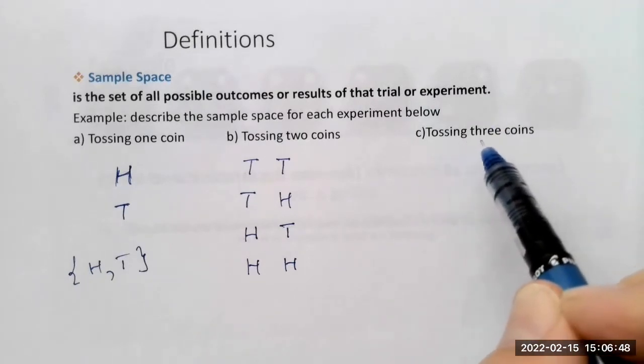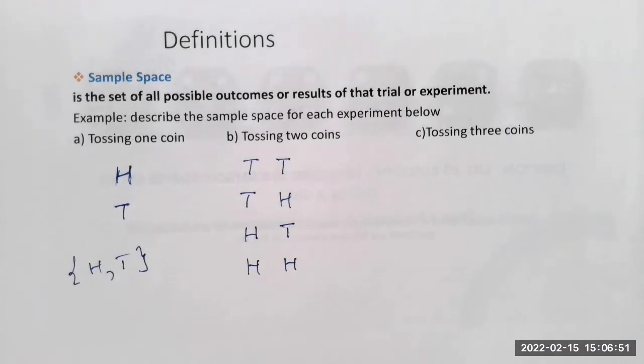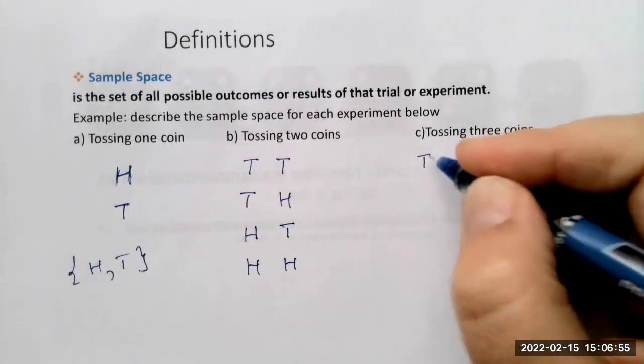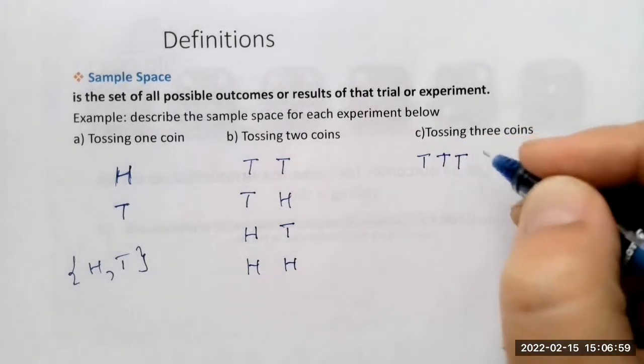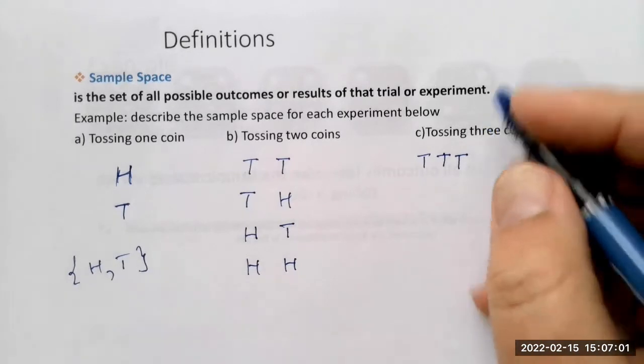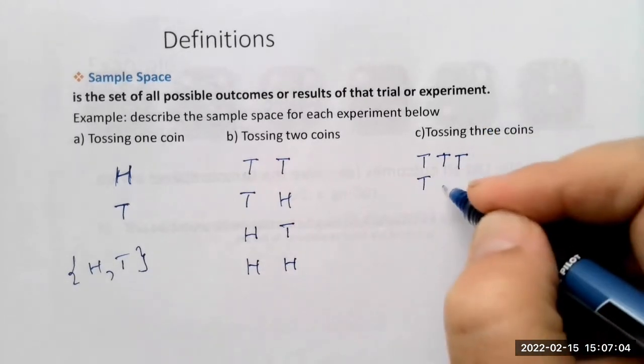Now, let's describe the sample space for tossing 3 coins or tossing a single coin 3 times. We could have tails on the first, tails on the second, and tails on the third. We could have tails on the first.